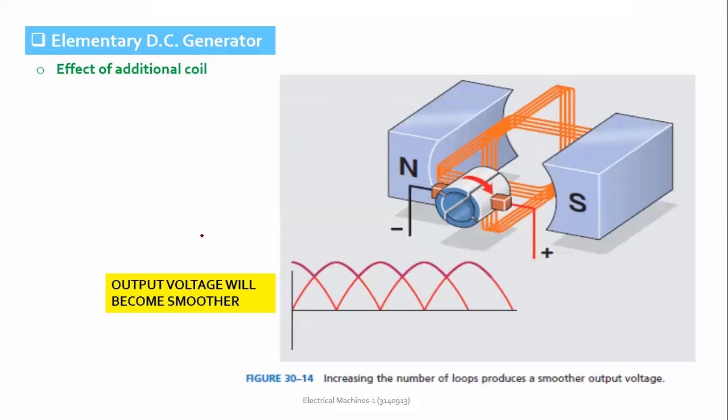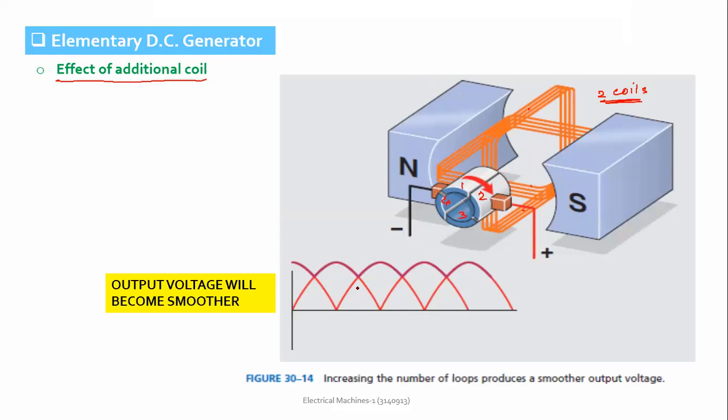And what difference do you see here? We have added additional coils. So how many coils do you see here? There are 2 coils with 4 coil sides, 1, 2, 3 and 4, as you can see here. And there are 4 commutator segments, 1, 2, 3, 4.